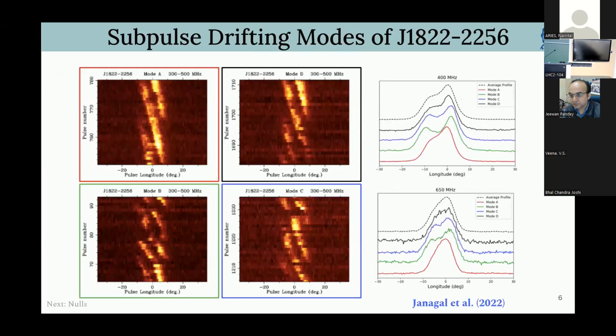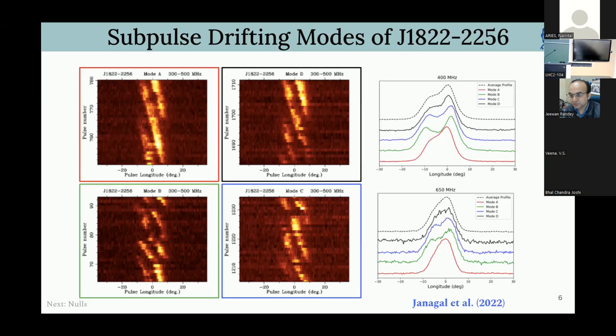In our study, we found 4 different kinds of drifting modes that we labeled A, B, C, and D. The boxes and the profiles are color-coded. So red corresponds to mode A, green to mode B, blue to mode C, and black to mode D. I will follow the same convention throughout the presentation. The pulsar tends to switch between these modes over time. With each mode switch, the pulsar also changes the average profile along with the drifting pattern.